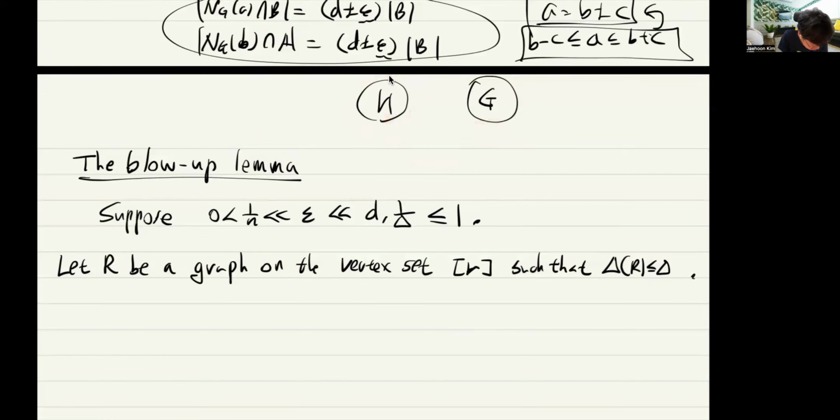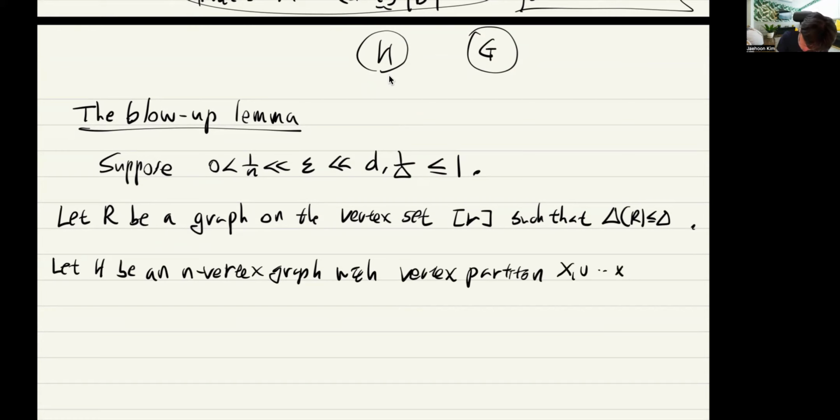with it has vertex partition X1 to Xr. And this X respects the structure of R, meaning that if R is, say, this, let's say this is R, and this is 1, 2, 3, 4, 5, then what X does is that you have X1, X2, X3, X4, X5, then there are only edges between these, which correspond to the edges of R.